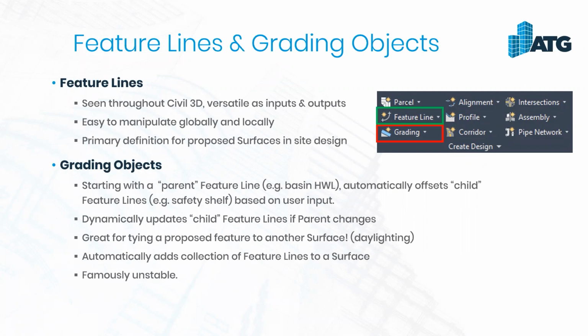I've dealt with many a support case at my time here at ATG where the story goes, yeah, I was working on my proposed feature set. I was working with those grading objects. I went for some coffee. I came back and half of my surface just disappeared in a puff of digital smoke. And my feature lines are all gone, and now I've got to start all over again.